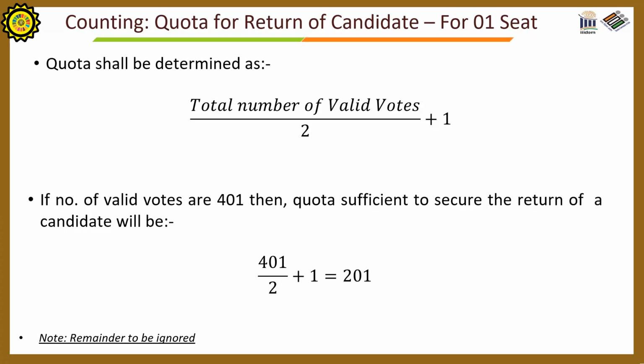Determination of quota for return of candidate. Quota shall be determined by the formula: total number of valid votes divided by 2, then plus 1. Let's say if the number of valid votes is 401, then the quota sufficient to secure the return of a candidate will be 401 divided by 2 plus 1, that is 201. Remainder to be ignored.